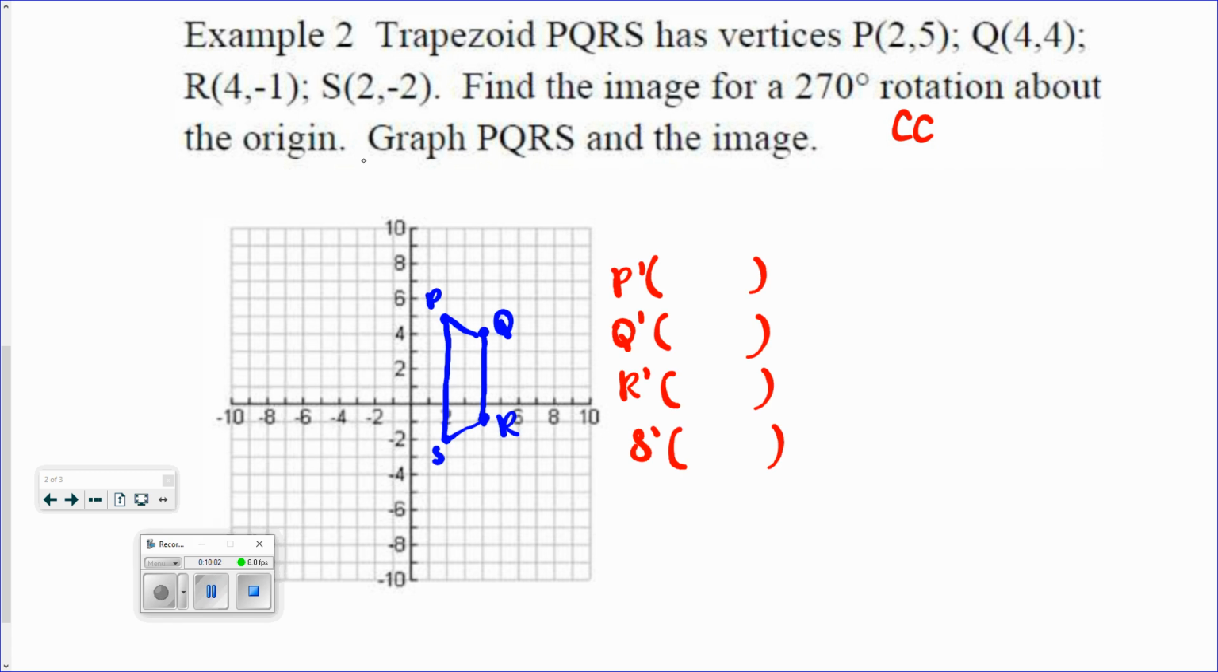Okay, so if we have a 270-degree rotation counterclockwise, then the rule is that X and Y are switching places because it's an odd rotation, and our X values are now opposites. So P's original point was 2, 5, so now it's going to be 5, and then the opposite of X, so 5, negative 2. So 5, negative 2, there is my new P prime. For Q, Q was 4, 4, so they are switching spots, so still 4, 4, but our X values are opposites, so 4, negative 4, 1, 2, 3, 4.